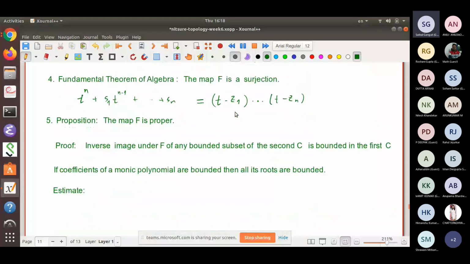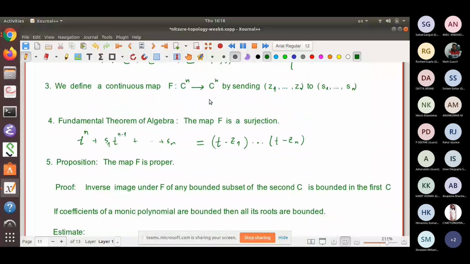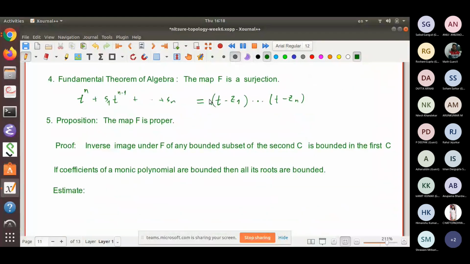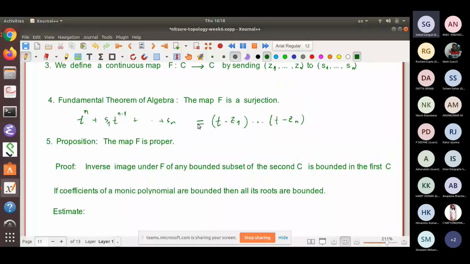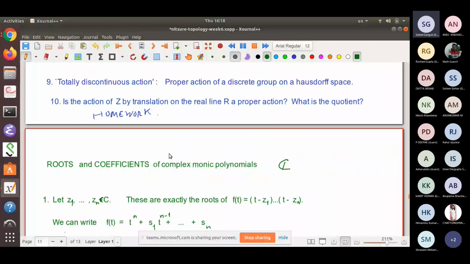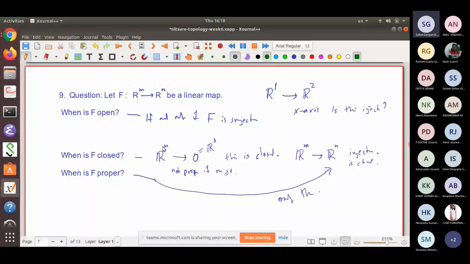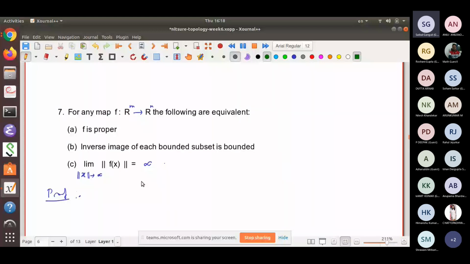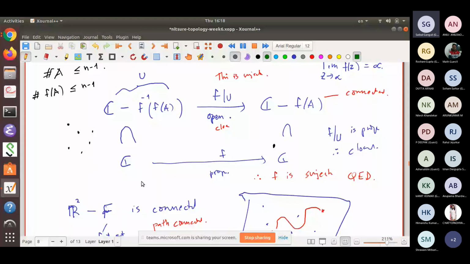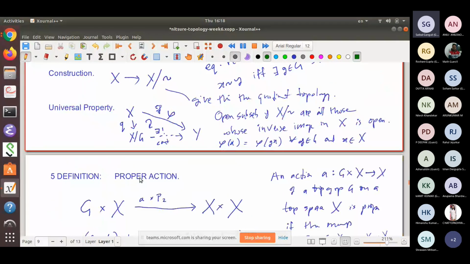Okay, so here's the proposition. This map is proper. This is going to be very important. So let's prove this map is proper. We showed that a map from Rn to Rn was proper when the limit at infinity is infinity. Okay, so I want to show that the inverse image of a bounded set is bounded. This is what I want to show.